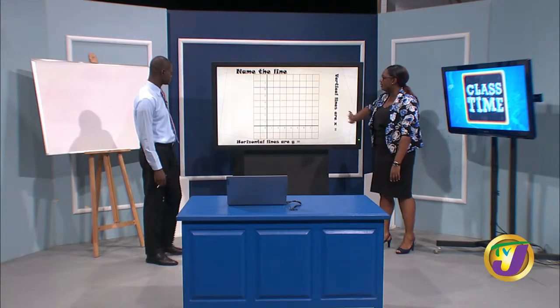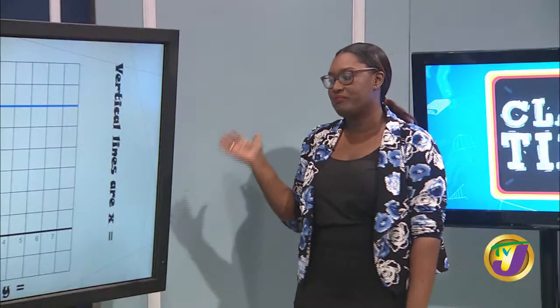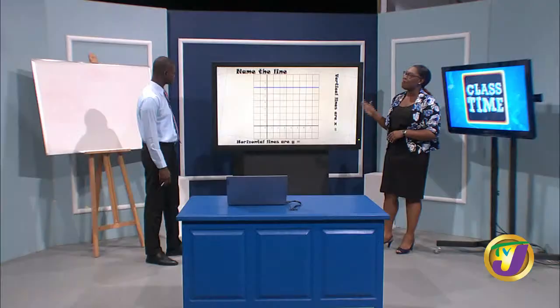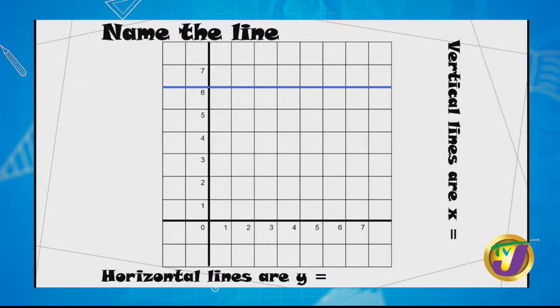Guess that line. Now you notice something changes. Instead of having a vertical line, we have a horizontal line. And we know that the horizontal lines are always y equal something. All right. So where does this line cut my y-axis? It cuts it at 6. So we know this, right? It must be y equals 6.